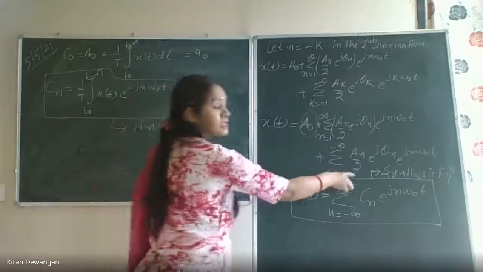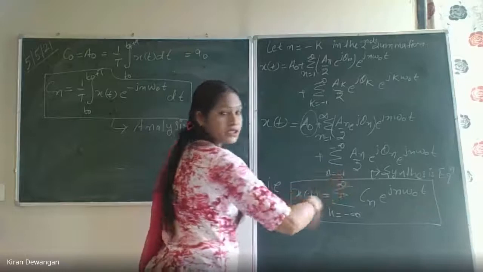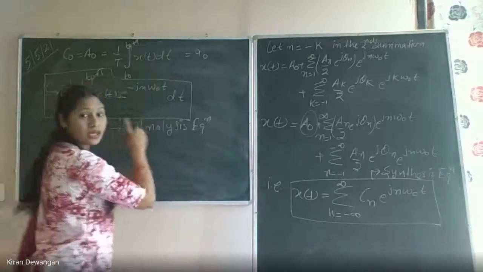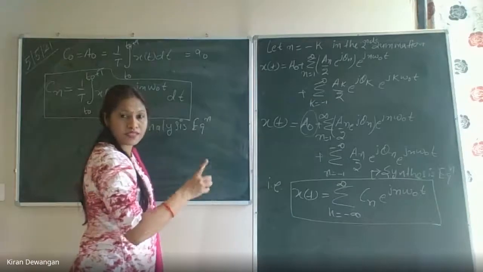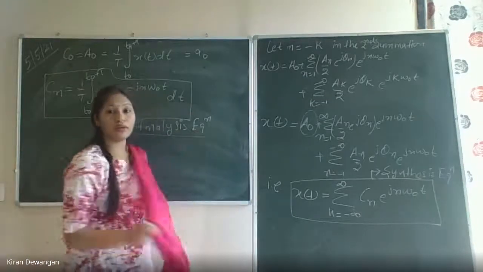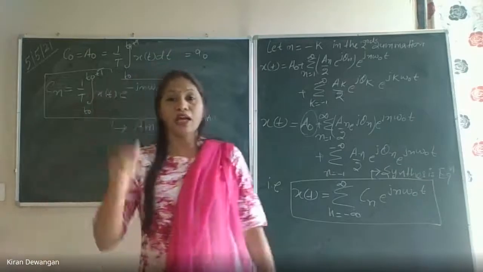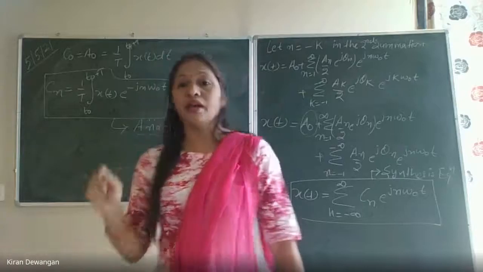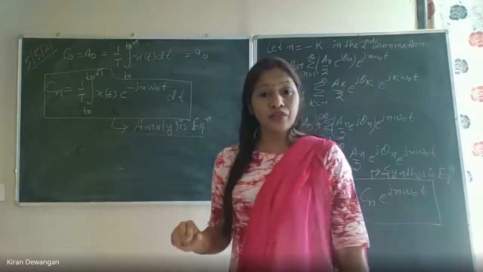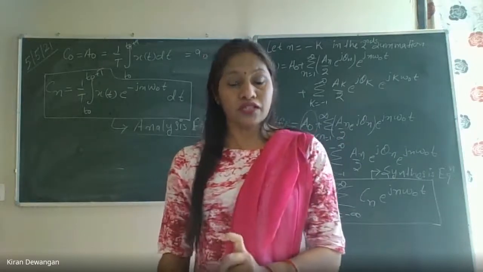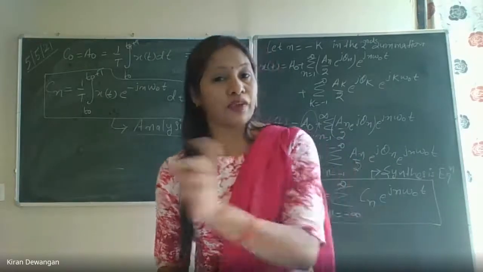This was the synthesis equation. This equation was completely the synthesis equation. Now the equation that we are getting for the calculation of Cn is the analysis equation. Now this equation is very important because by the value of Cn only will we be able to plot the spectrum, the Fourier spectrum. Okay. Now what is the Fourier spectrum? Fourier spectrum is the plot of amplitude versus frequency as well as phase versus frequency.